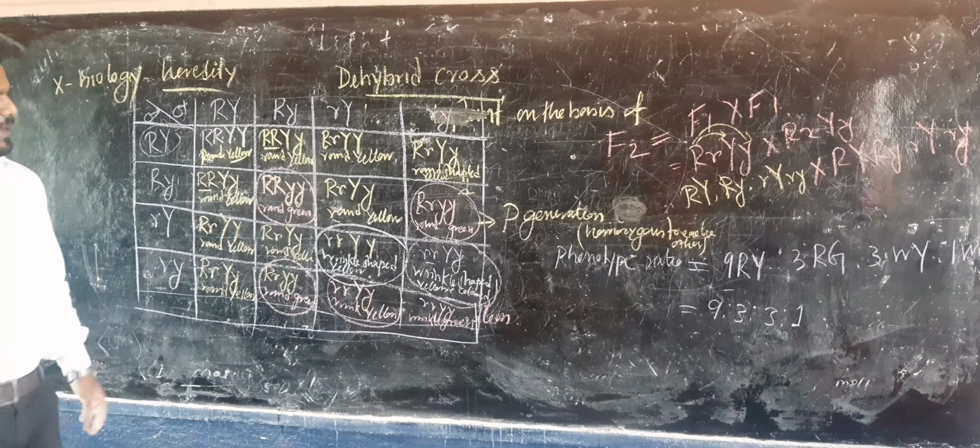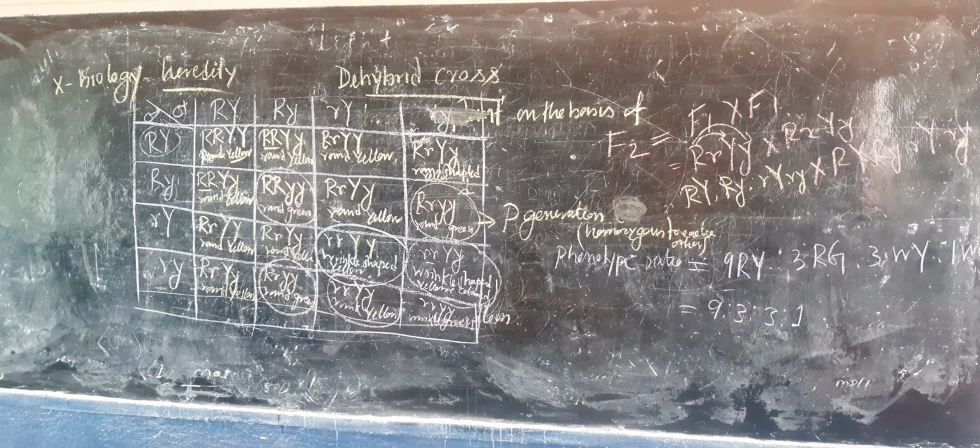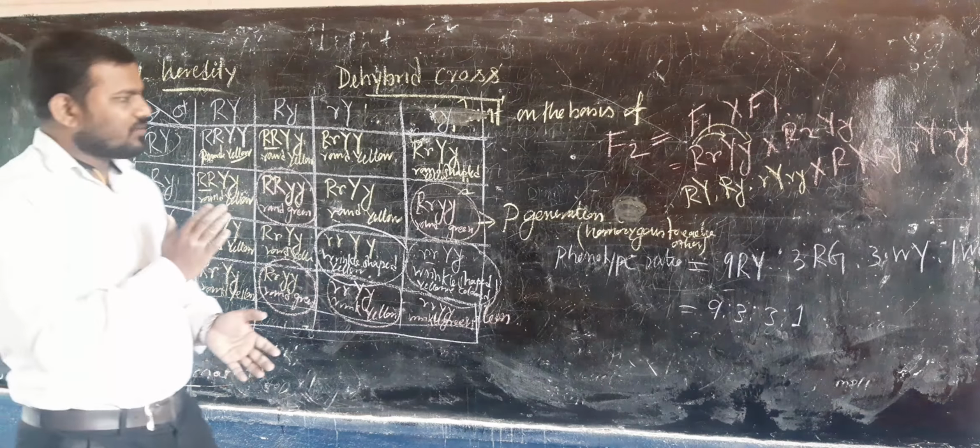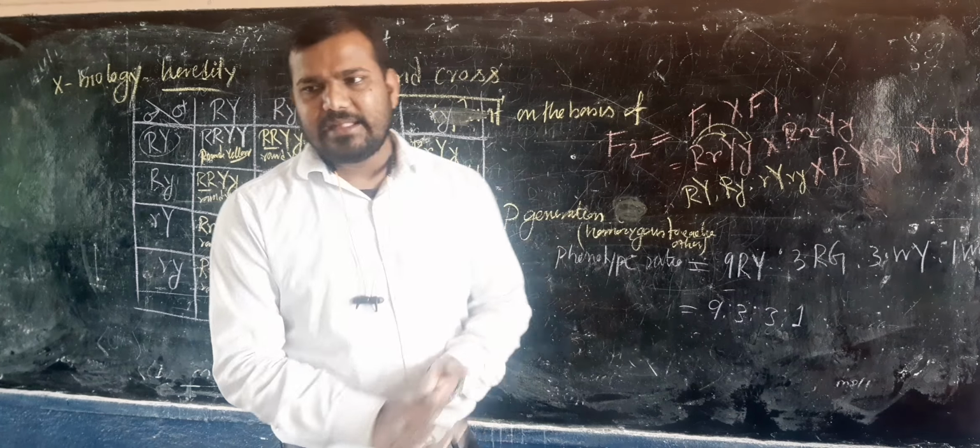And the conclusion: by judging this checkerboard, we can get another rule that is known as the law of independent assortment.